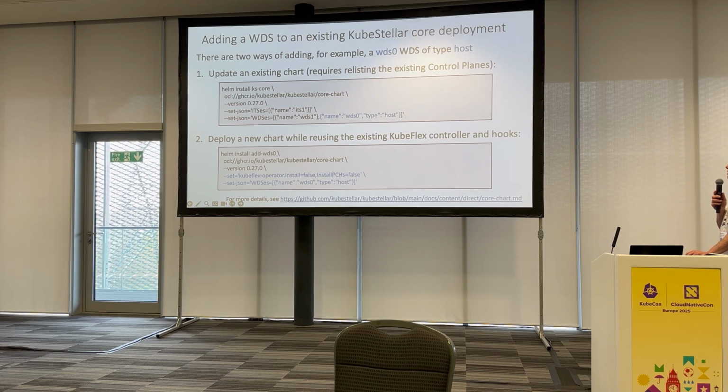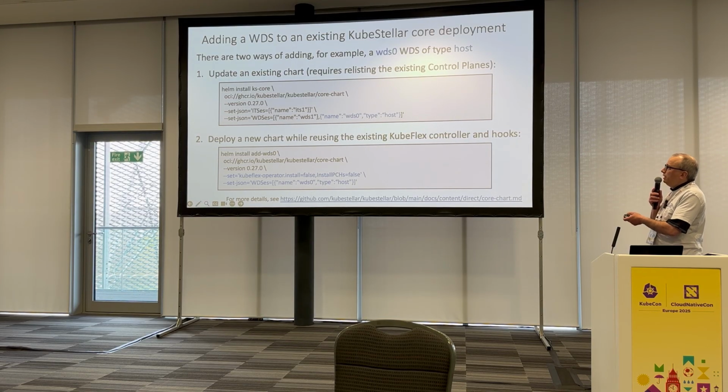Another interesting application of the core chart is the addition of new control plane spaces as needed after the initial deployment. So we may be in a situation where we want to add a second WDS space, in this case, a host type WDS called WDS0. There are two ways to use the Helm chart to do so. In one way, we upgrade in place the existing chart, called option 1, KS core, and we add the new resources that we want to add.